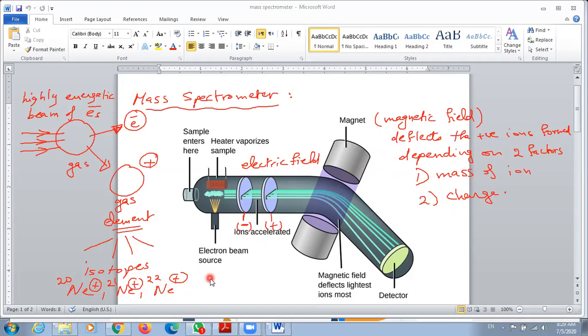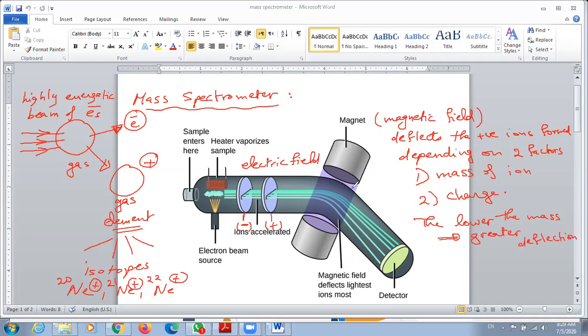So what do you think? Which one of them is going to be deflected the most? Oh, 20. Yes, excellent. So the lower the mass, the greater the deflection.